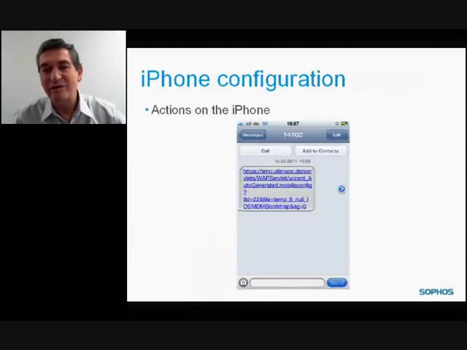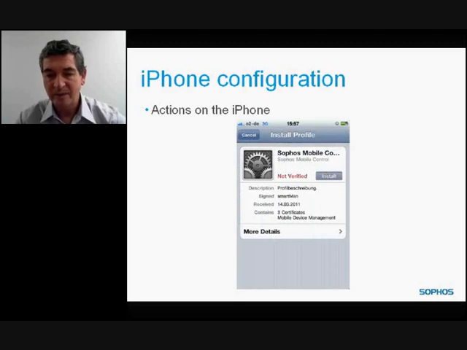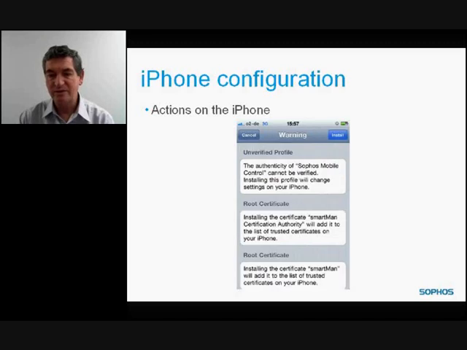So continuing on from that, just to give you some idea of what will actually be seen on the device end when we configure and implement Sophos Mobile Control on the device. We've got some screenshots here from an iPhone. As I said, the first thing that will happen with an iPhone is that an SMS will be sent out to the device. The SMS will contain a link, as you can see there, and the user will have to just tap on that link. The install profile box will come up, and the user just taps on install.